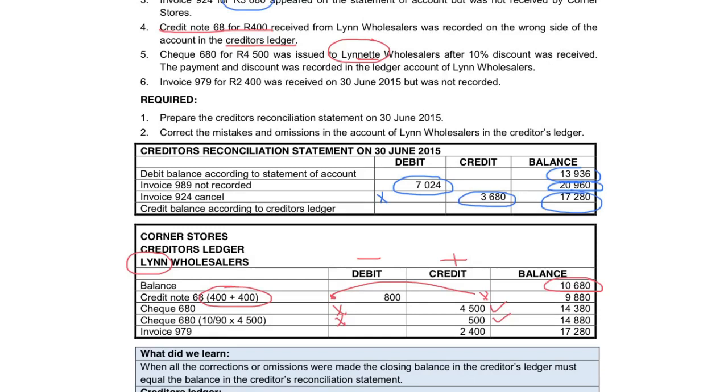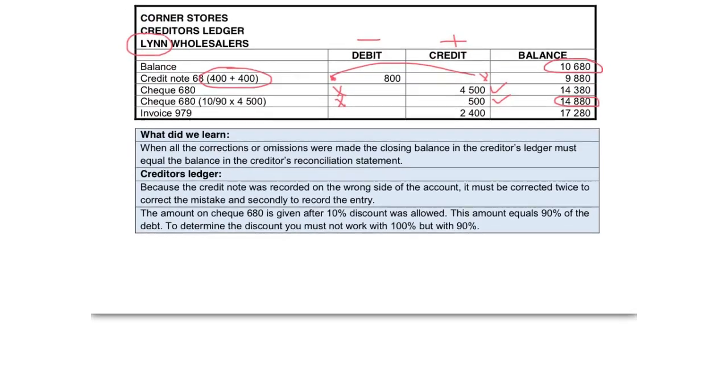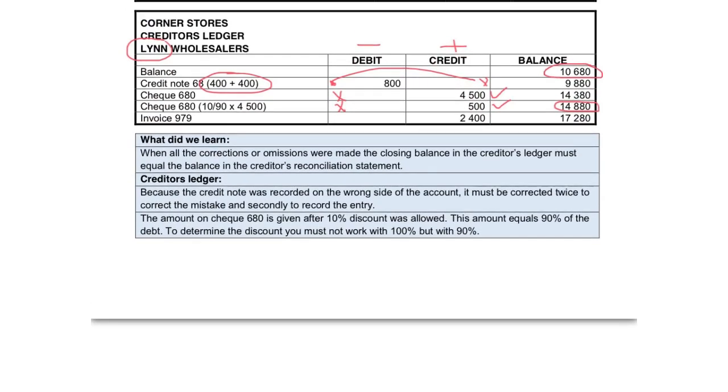In the creditor's ledger, if you record entries on the credit side, it means that you will increase the debt. So you will add, and now you see that the debt increased up to 14,880. What is important in this entry is the calculation of the discount. They say a check was issued for 4,500 after the discount was allowed.